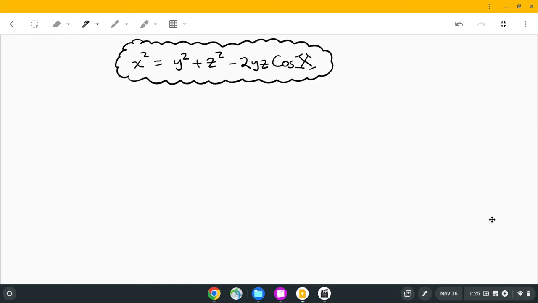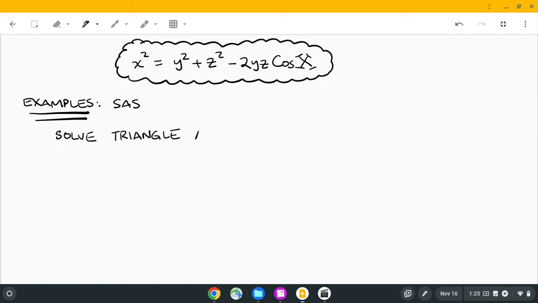All right, so let's take a look at an example here, and that way you can see what I mean about manipulating that one formula regardless of what you're given. We'll do side angle side. Suppose you have to solve triangle ABC if A is 60 degrees, b equals 25, and c equals 32. So suppose we have that.